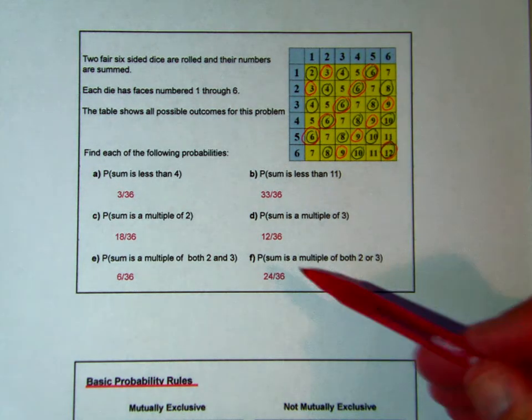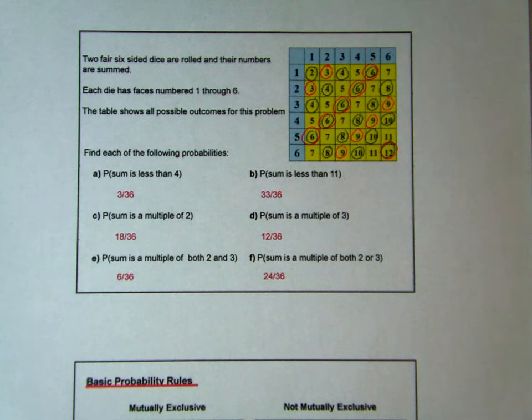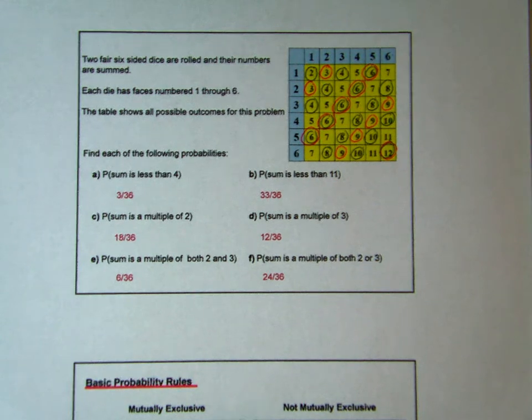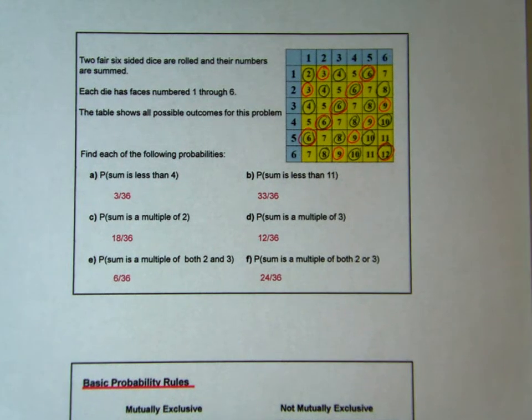If you count all those up, there's a total of 12. So there's a 12 out of 36 chance that your sum is a multiple of 3. All right, now blending those guys together. Part E, what's the probability the sum is a multiple of both 2 and 3? Okay, that means it has to have both of them true at the same time, anytime you have an AND.